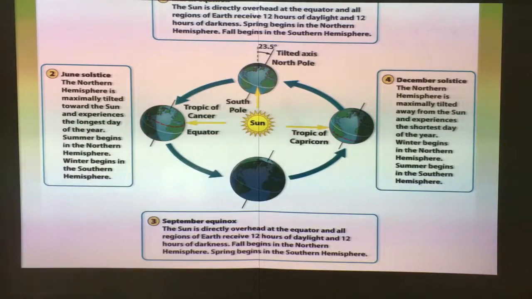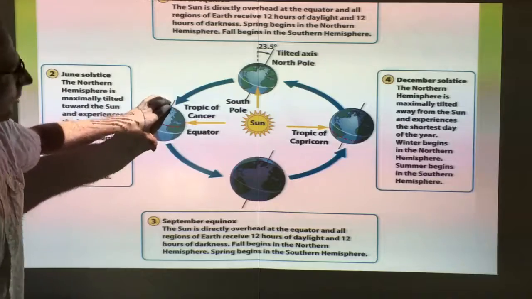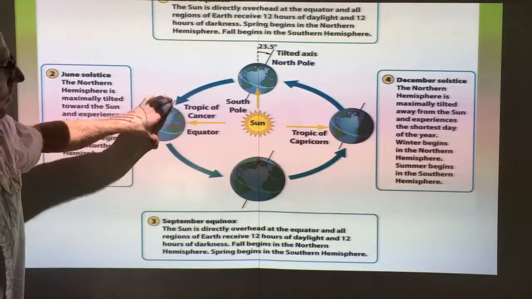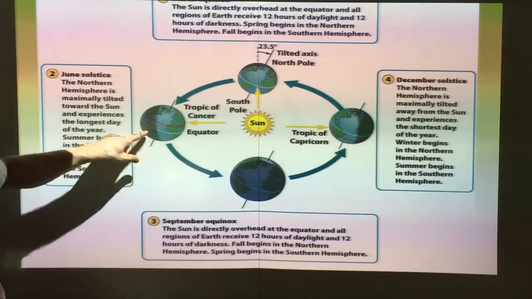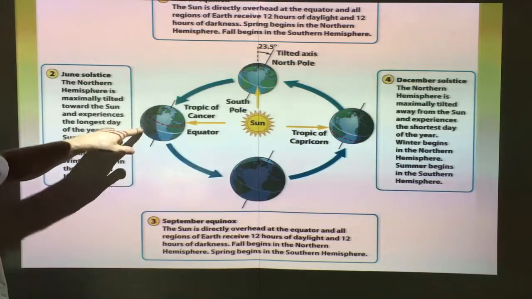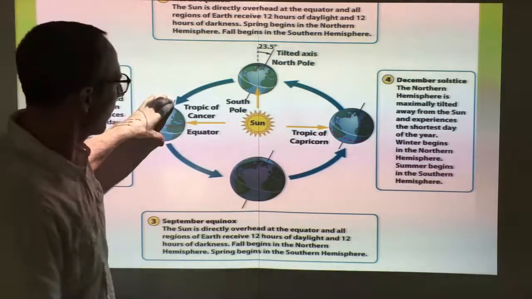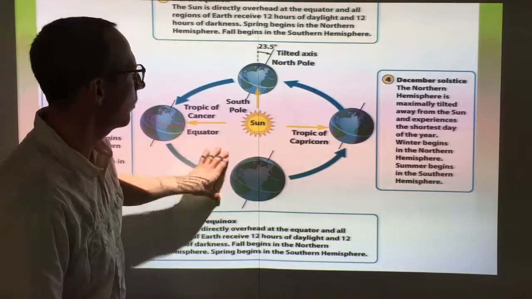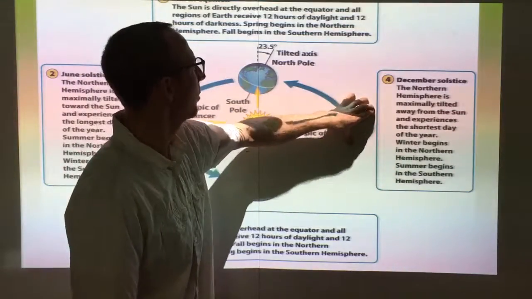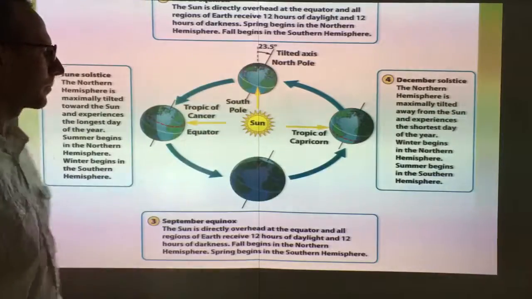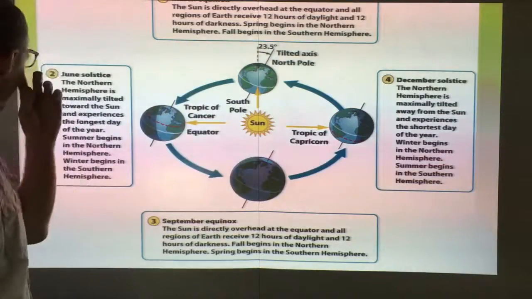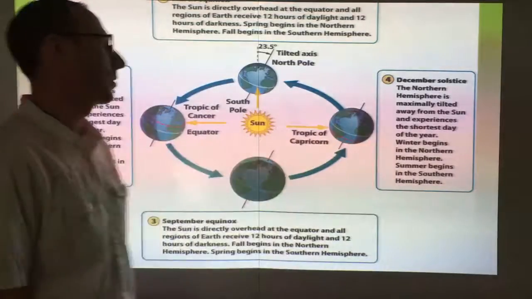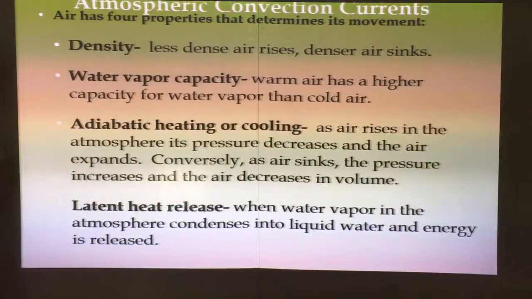Again, the same picture, but this one's from your book. We're tilted, the northern hemisphere is tilted towards the sun, therefore this is the summertime for us, and then the southern hemisphere is tilted away, so it's the wintertime, and then from summer we come into fall, then we go into winter, then we go into spring. And the spring and fall are equinoxes, and the summer and winter are solstices. That's the next thing.